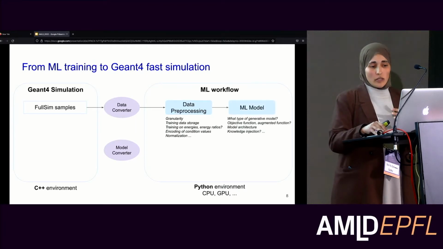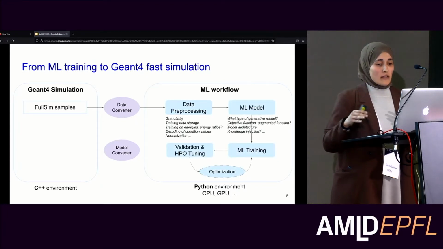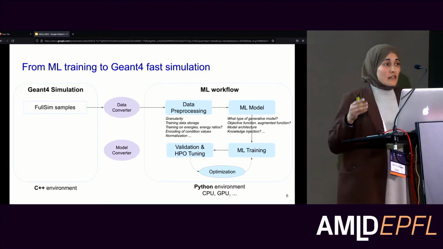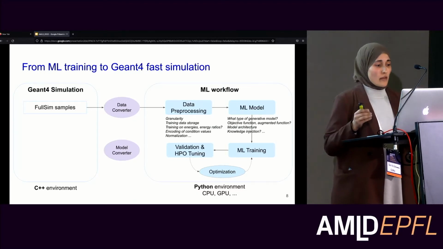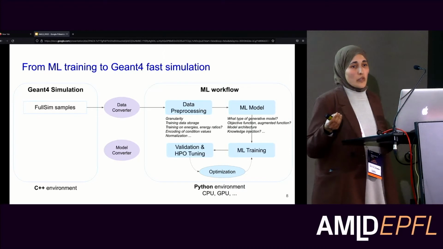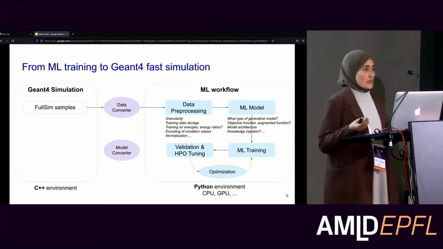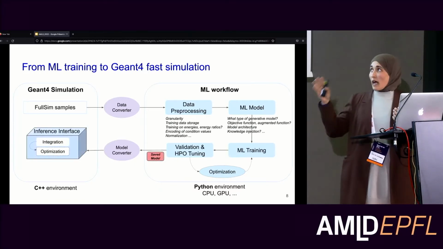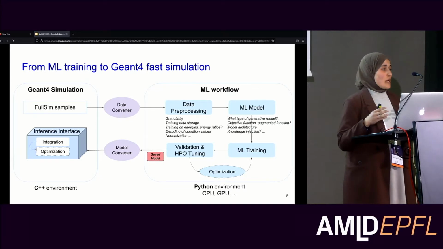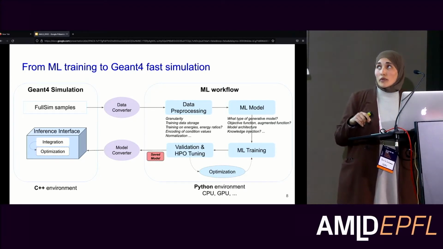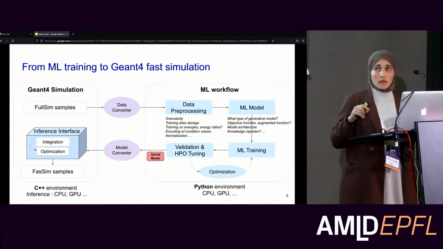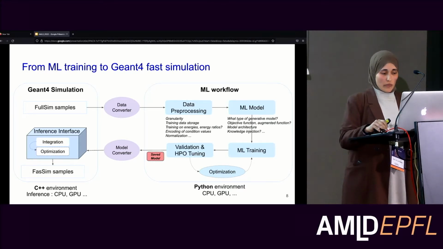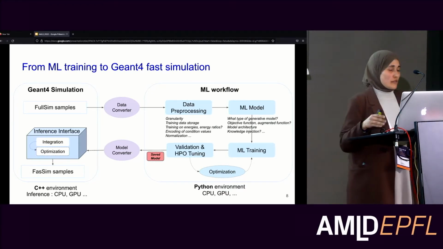And then in the machine learning pipeline, we have all the steps of preprocessing, definition of the model, training, tuning, optimization, and the validation in our case is to compare the full simulation and what the machine learning model has generated in terms of physics observables. So these are the quantities that we care about. So let's say once we are happy with our model, we save it into a format that can be used for inference in C++. And then once we have that, we can generate our fast simulation samples within Geant4. And of course, the inference can also run on different hardware.